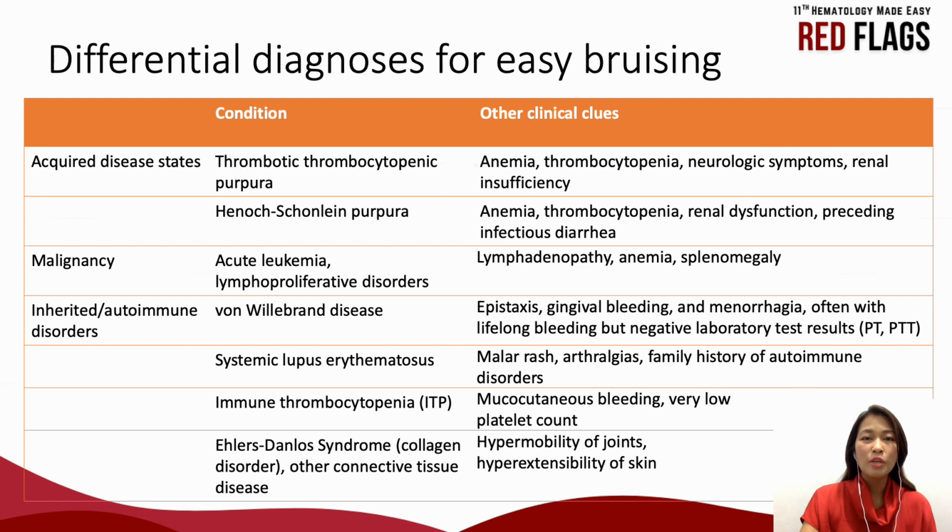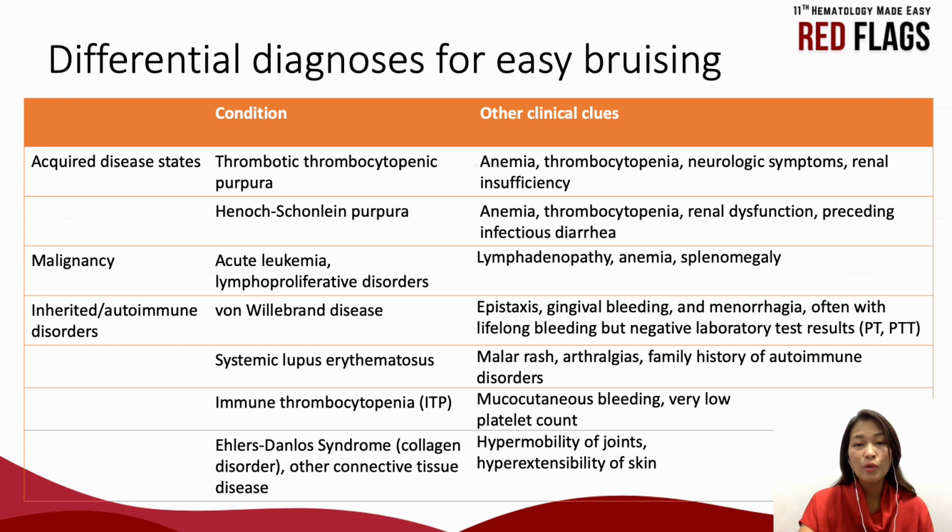Now let's go to the more serious causes of easy bruising. Thrombotic thrombocytopenic purpura and Henoch-Schönlein purpura are thrombotic microangiopathies that present with hemolytic anemia and thrombocytopenia. It is the drop in platelet count that causes petechiae or purpura to occur. The presence of anemia, jaundice, neurologic symptoms such as headache, lethargy, confusion, or focal motor or sensory deficits, and renal insufficiency are other clinical clues that should raise the suspicion of these hematologic emergencies.